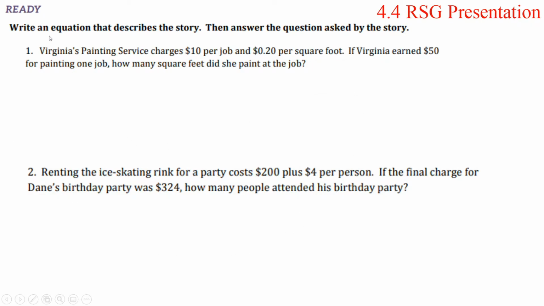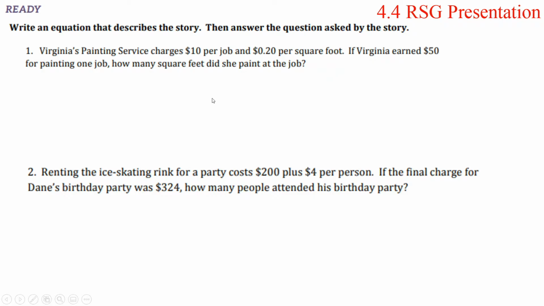All right, so for the ready, write an equation that describes the story, then answer the question asked by the story. So essentially we have story problems here. So number one, Virginia's painting service charges $10 per job and 20 cents per square foot. Okay, if Virginia earned $50 for painting one job, how many square feet did she paint at the job?